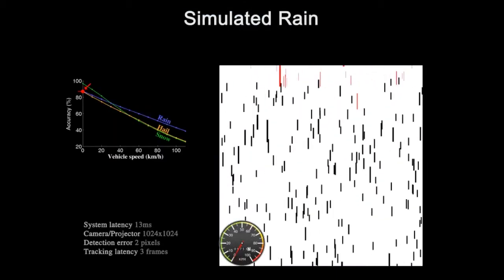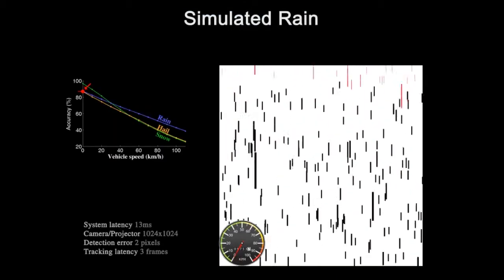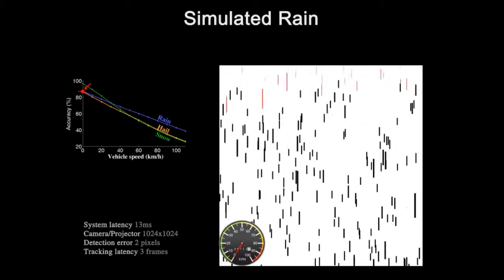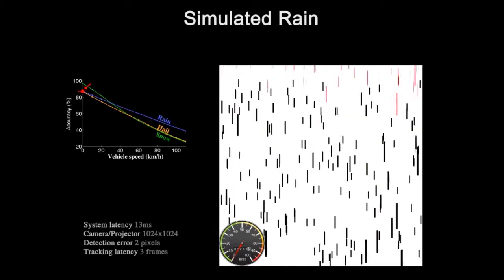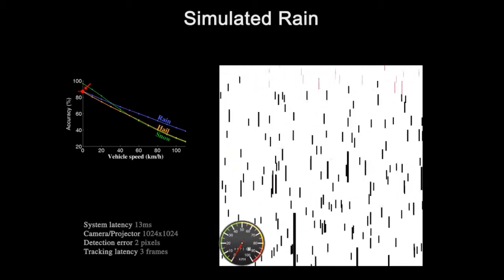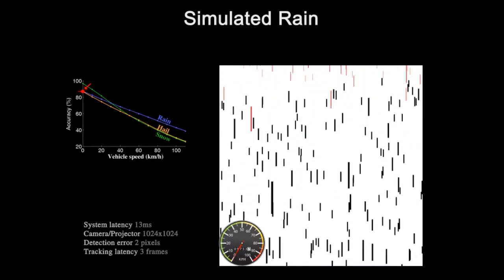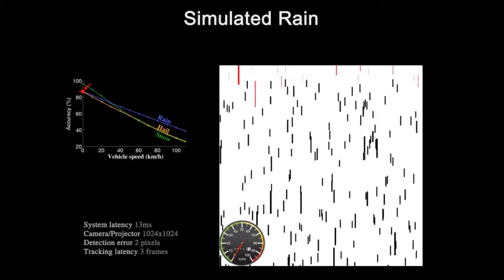Using simulation, we have investigated the requirements for such a system to be feasible. Here is a simulation of rain, 5 mm per hour, with a system latency of 13 milliseconds. Our adaptive projection system runs at 120 Hz.